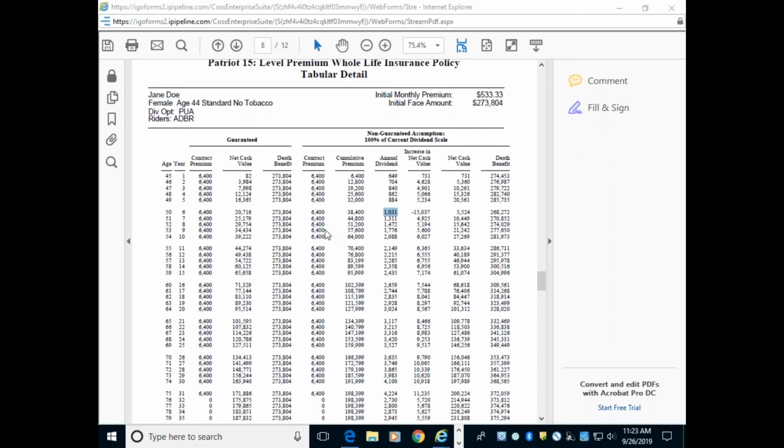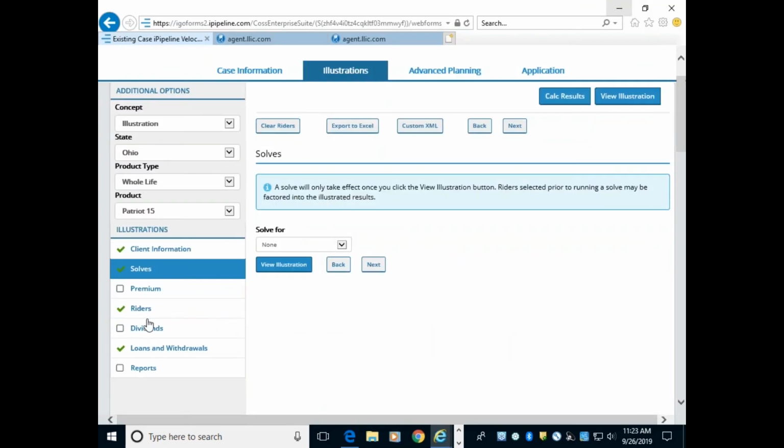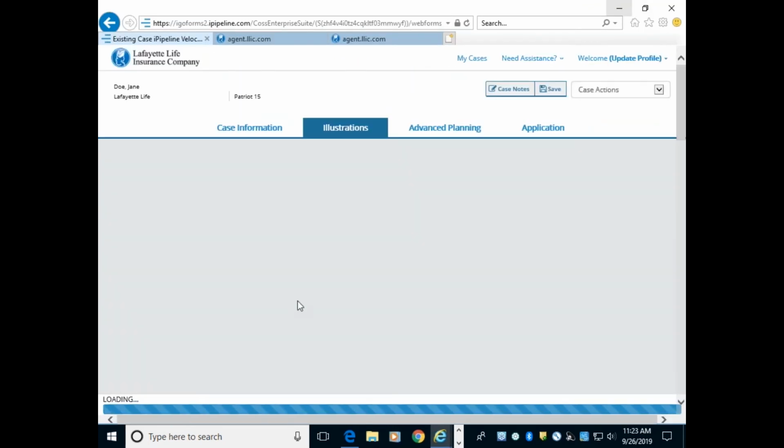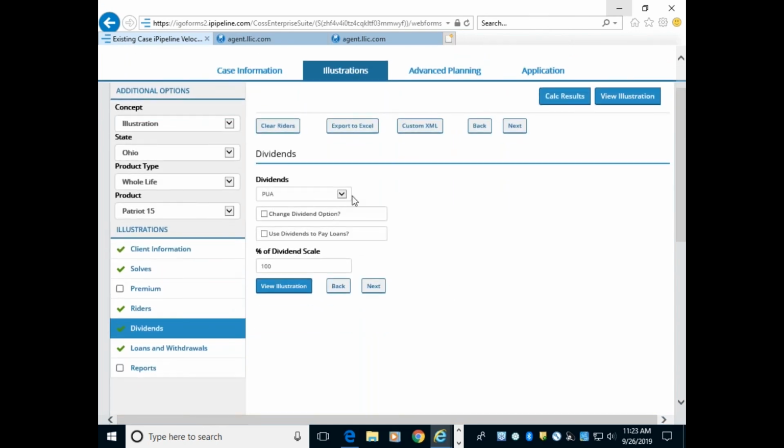Okay, and the next question is, can the dividend be applied to pay back the loan? That's a very good question, and yes, it can. So what that would typically look like is just making that a dividend option from the beginning, or that's something that you can set up with policy services at a later date.